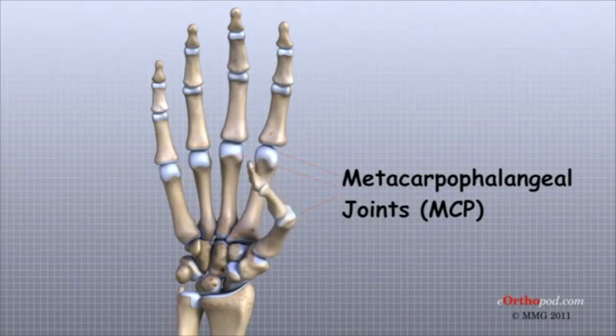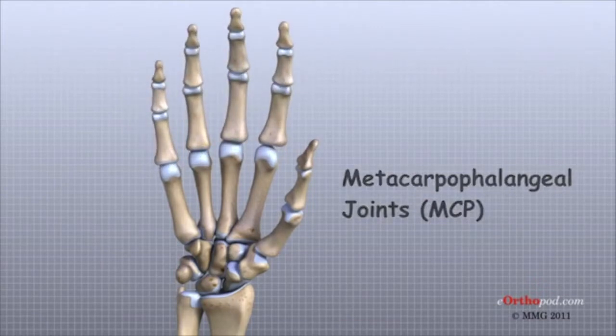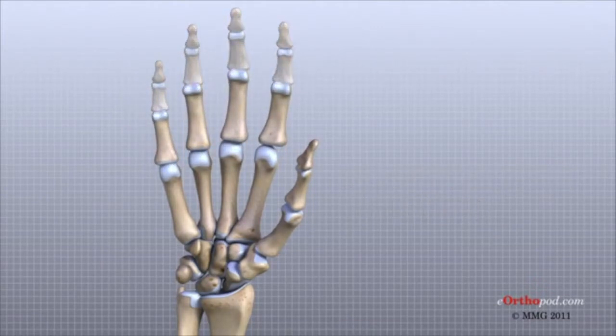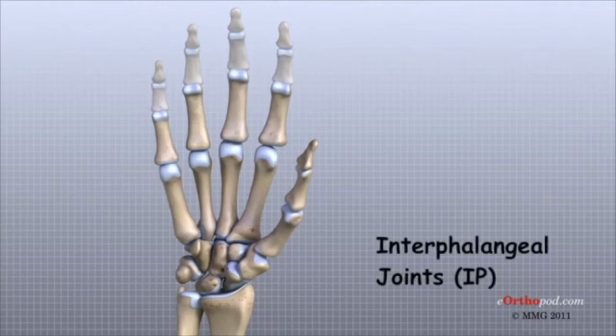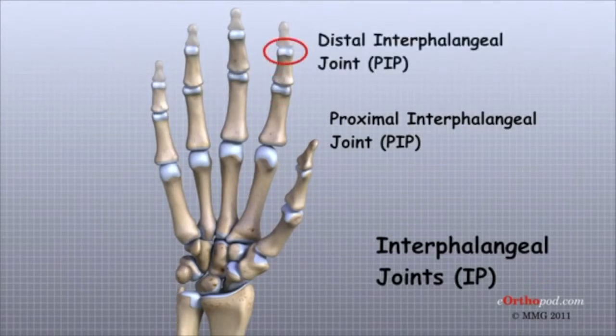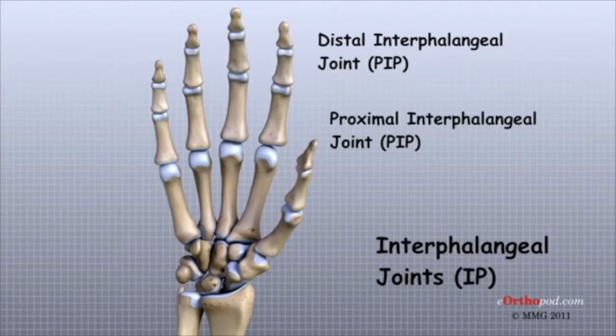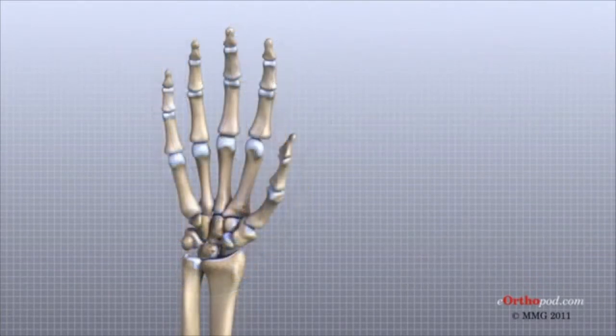The MCP joints work like a hinge when you bend and straighten your fingers and thumb. The 3 phalanges at each finger are separated by 2 joints, called interphalangeal joints, or IP joints. The one closest to the MCP joint is called the proximal IP joint, or the PIP joint. The joint near the end of the finger is called the distal IP joint, or DIP joint. The thumb only has one IP joint between the 2 thumb phalanges. The IP joints of the digits also work like hinges when you bend and straighten your fingers and thumb.